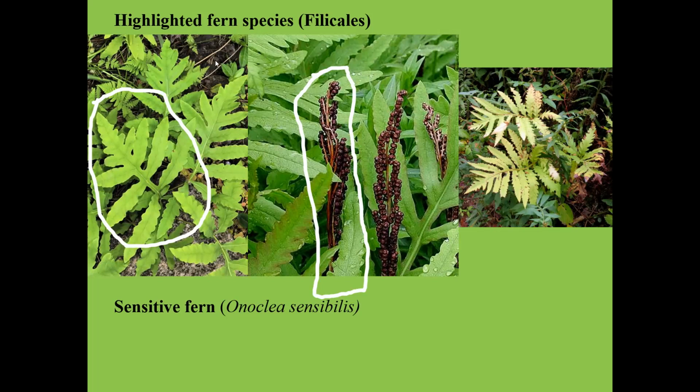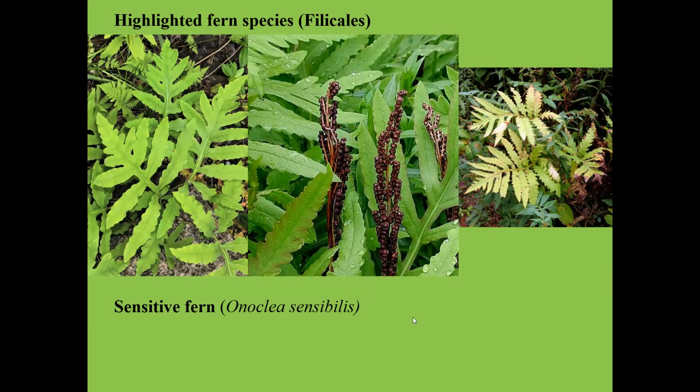I'll write it in the chat here. Dimorphism. Remember, di means two and morph means forms. So sensitive fern has two leaf forms, right? One on the left here that's photosynthetic and regular looking, and the photosynthetic one does not bear any sporangia. And then one leaf type that bears all the sporangia on it. So a little bit different than what we're used to looking at.